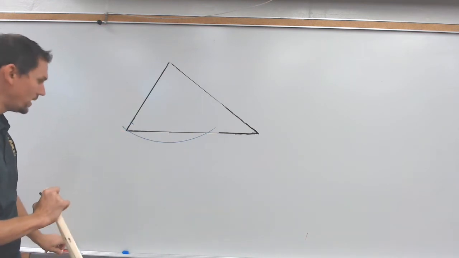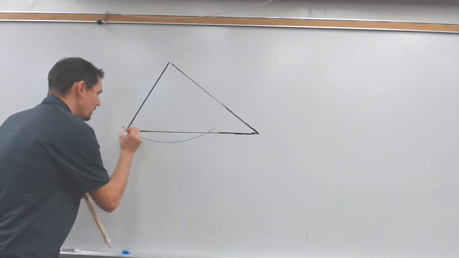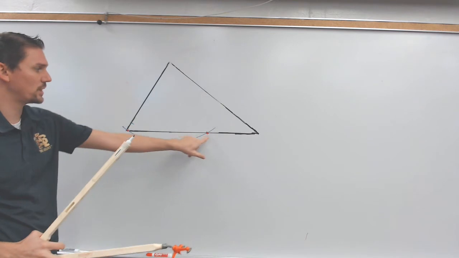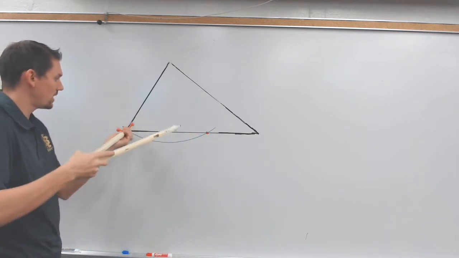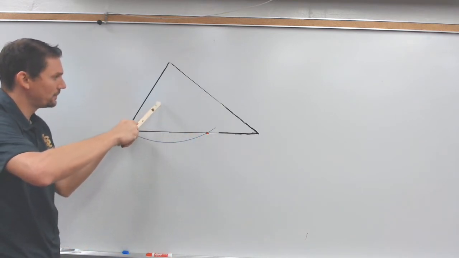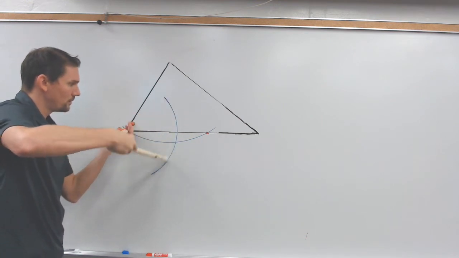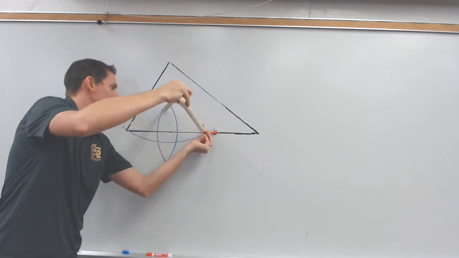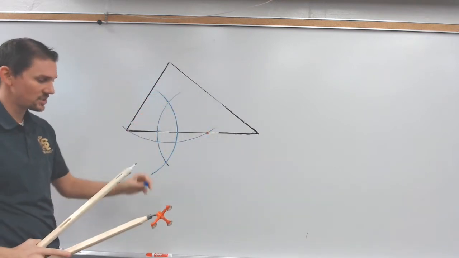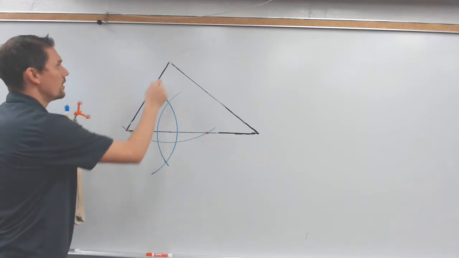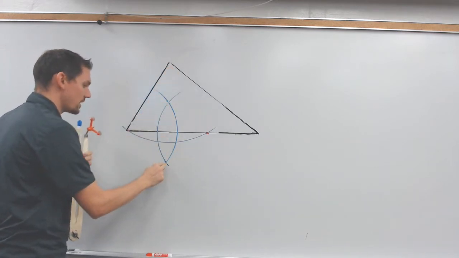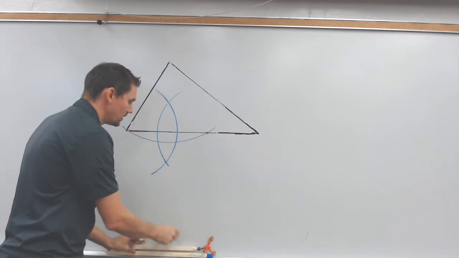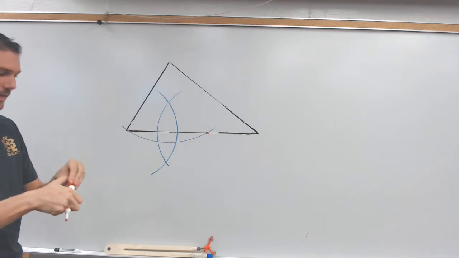Once we get these two endpoints here and here, that is where we're going to construct a perpendicular bisector with these endpoints. So we're going to take the compass, go a little bit more than halfway, make our arc, put it on the other side, and make an arc. If we have done this correctly, then this point and these two intersections should create a straight line that happens to be 90 degrees through the bottom side of that triangle.